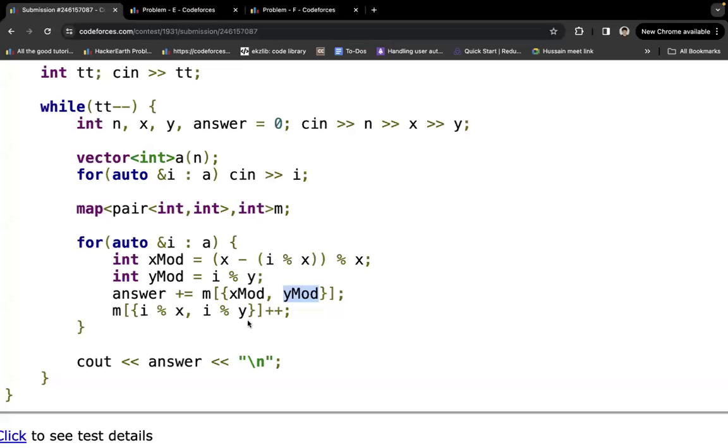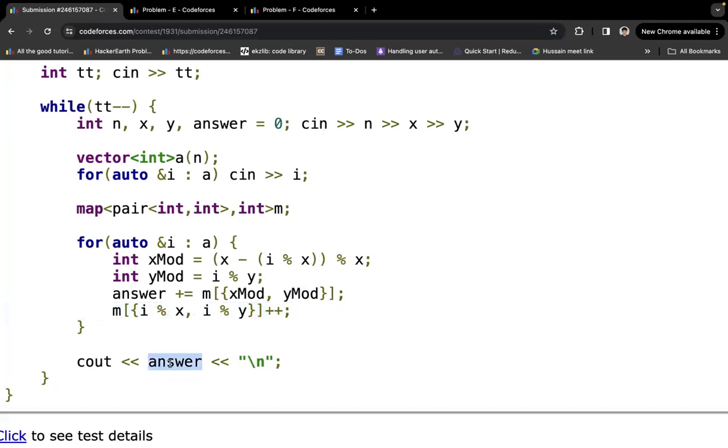And in the end, I will just add this element into my map. So map of I mod x, comma, I mod y plus plus. And in the end, I will just print out answer. Is the solution also clear, guys? Put a yes in the chat if it is clear. If you have any doubts, feel free to ask them.